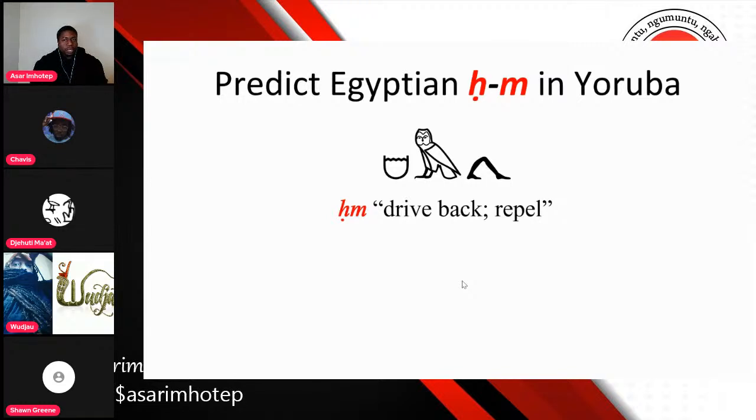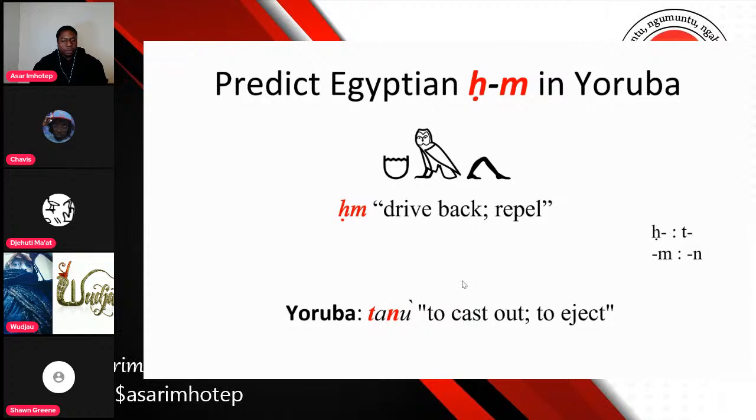And it seems redundant, but I want to drive this point home, that the reason we do the sound meaning correspondences is so that we can predict what the form will be in the cognate language, in the related language, right? So, of course, we have this Yoruba word, tanu, meaning to cast out or to eject, right? That is in the same semantic universe. And of course, we want to go back and look at the actual hieroglyphs.